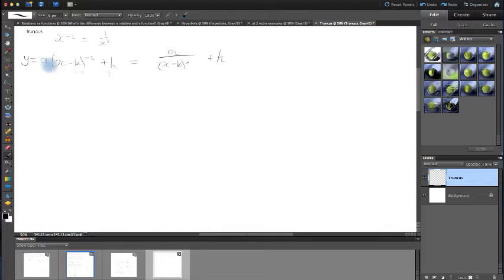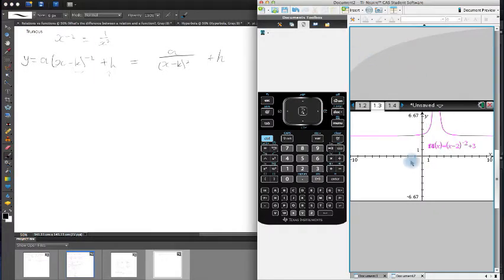So let's do another example and just plot it to confirm what we already know about the translations and dilations. Okay, so here's a quick plot. I've done (x minus 2) to the power minus 2 plus 3. So you can see that it's been shifted up 3 and to the right 2 units.